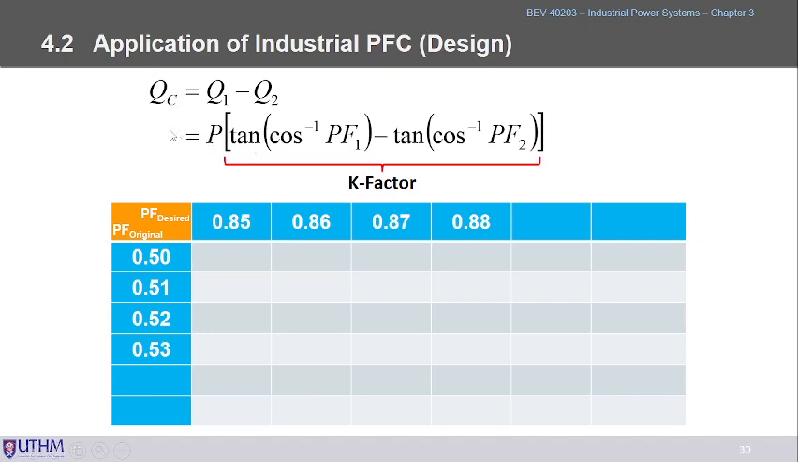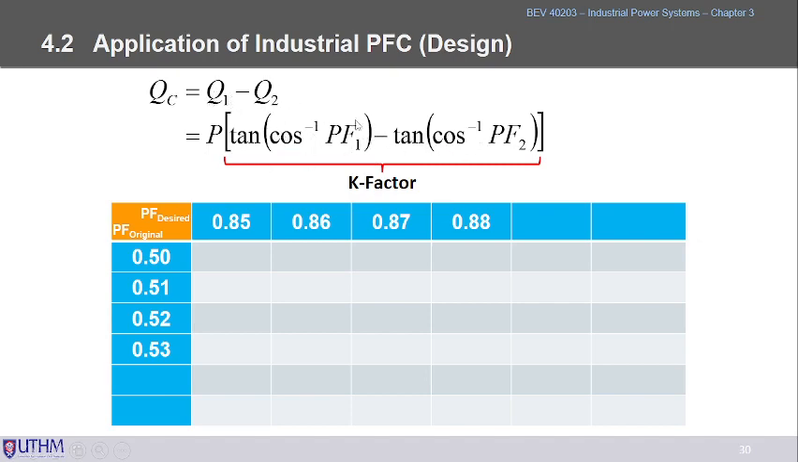Tangent theta is equal to Q divided by P. So using this concept, we have this K factor. Q over P, because tangent theta is equal to Q over P. So Q is equal to P multiplied by tangent theta. The tangent theta also we have to extend, because we have Q1 minus Q2 here.